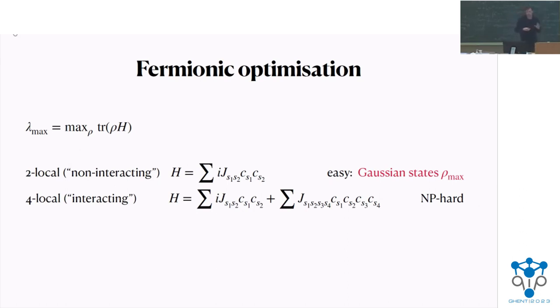And they are classically easy in the sense that they're easy to describe and they're easy to compute observables with. So they are, you might say, a fermionic equivalent of the qubit product states.